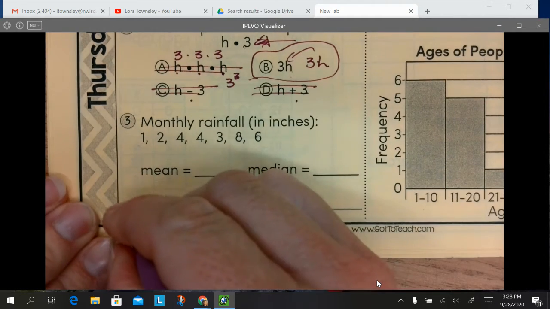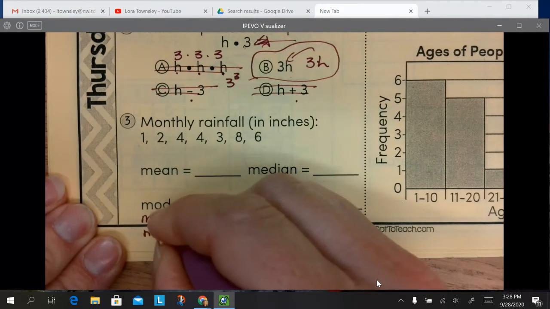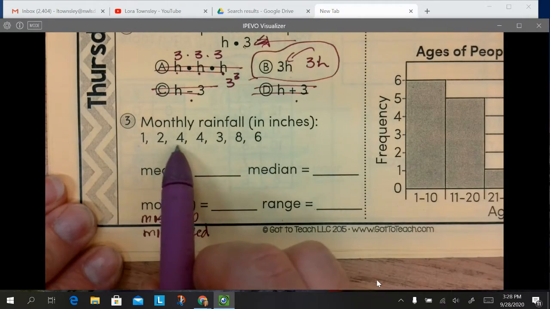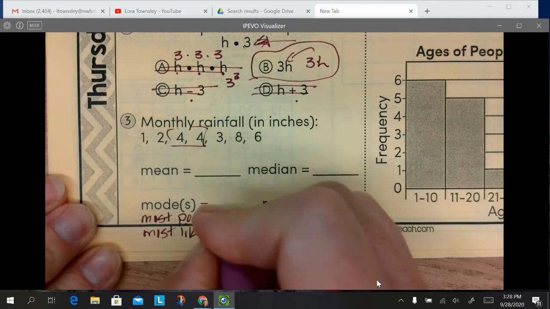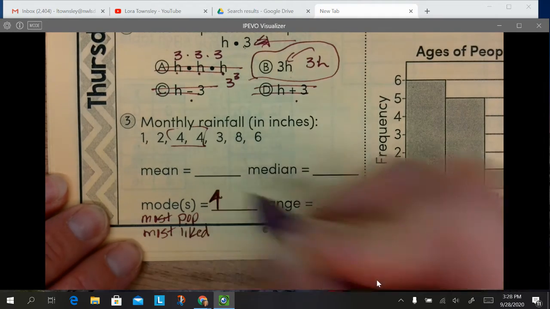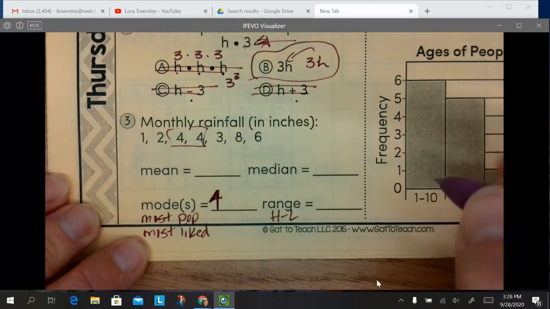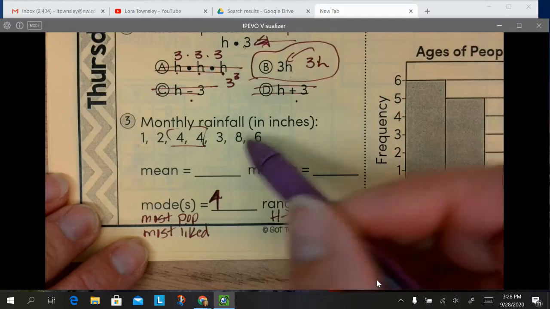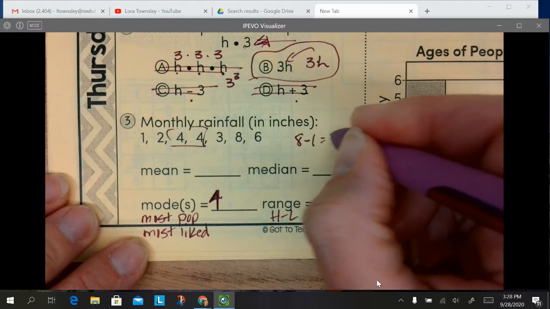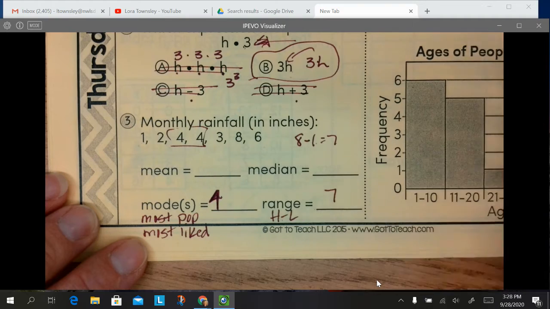Here's mode. This is the most popular, most liked. Which number here is most liked or most popular? Well, look, 4 is, because it happens twice. So 4 is your mode. Now your range is your highest piece of data minus your lowest. The highest piece of data is 8. Your lowest is 1. So 8 minus 1 equals 7. So your range is 7.